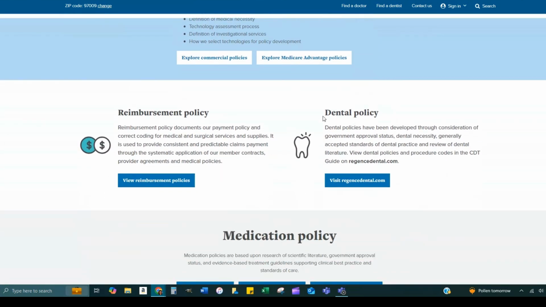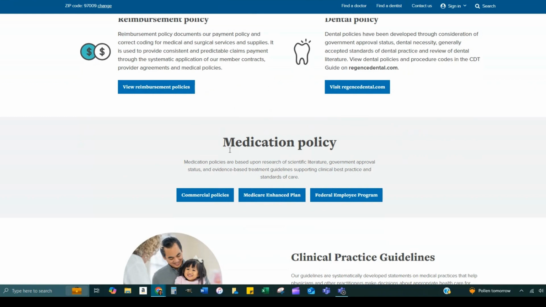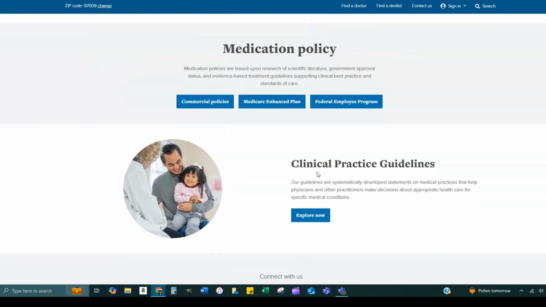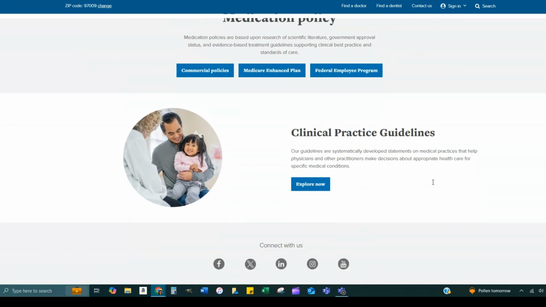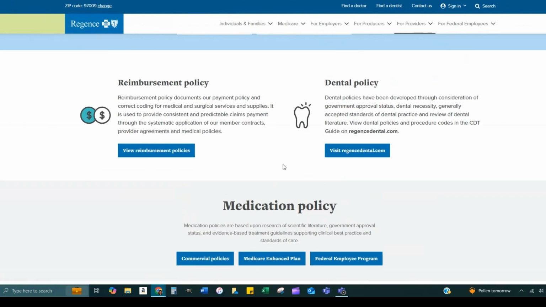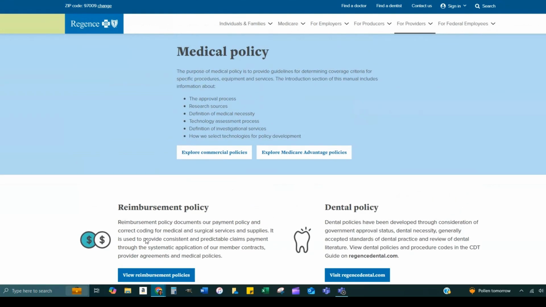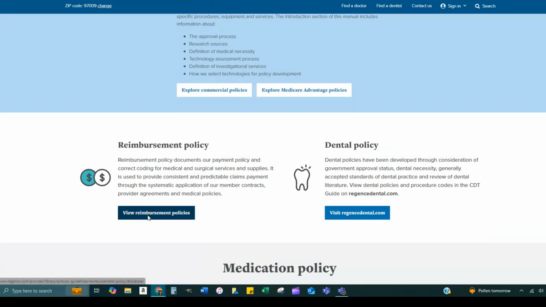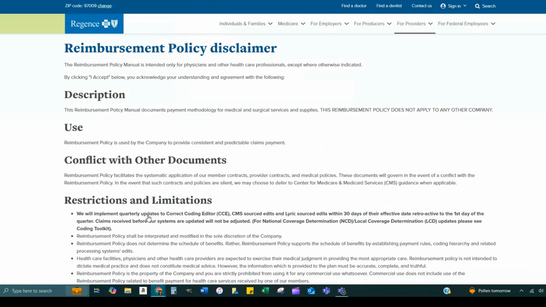If you scroll down, because they have dental policies, you can also look that up, and reimbursement policies right here, medication policies, which is huge for your middle office, right? Clinical practice guidelines, very important for your providers and your clinical staff. And you can click on all of these and it will take you to what you're looking for. So I'm going to go ahead and click on View Reimbursement Policies. And this is going to take us to a new page. We're still under the providers page.